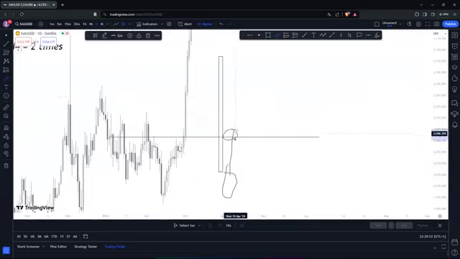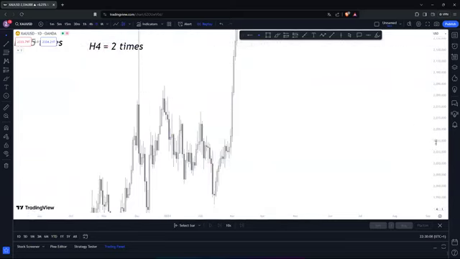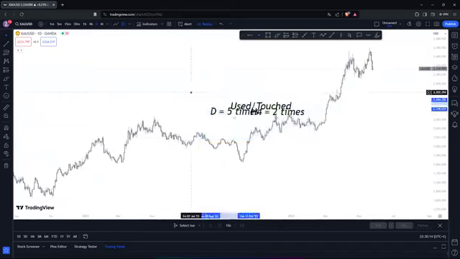So here, fifth use, and then no longer mark the level. Okay, I don't want anyone to mark a level that is used more than 5 times on the daily / weekly, or more than 2 times on the H4 / H1 or less. Understood, guys? You guys got the concept of this, right? It's not very, very hard.